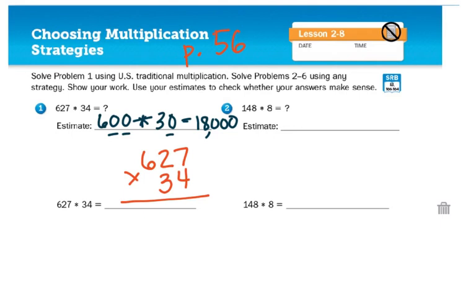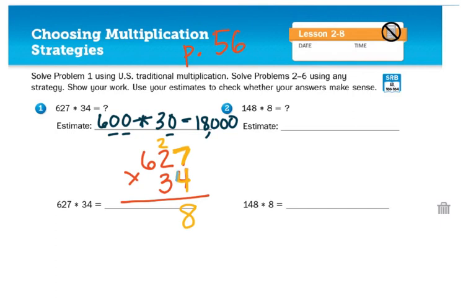So the 4 in 34 is going to be multiplied by each of the numbers above, times the 7, then times the 2, then times the 6. So let's start with the ones place. 4 times 7 is 28. You're putting down your 8 and carrying your 2 over to the next place where we're going to multiply, which is the tens.